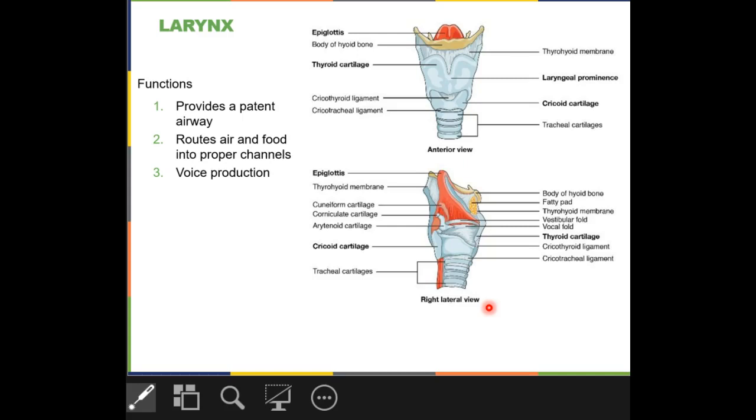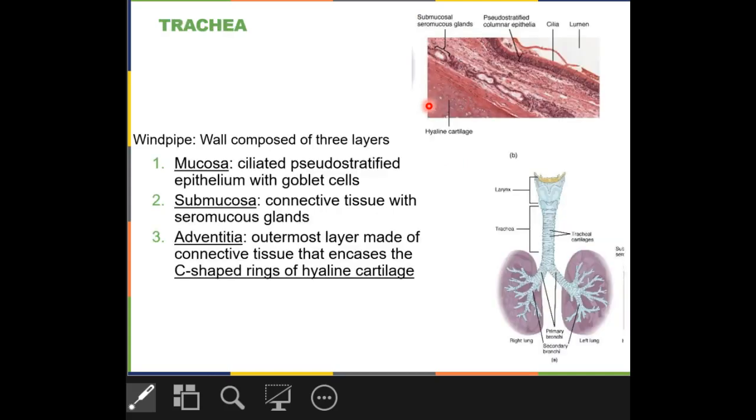This is what the larynx looks like. You'll learn to identify the parts of it, like the different cartilages, in lab. For a lecture, just know what its functions are, and those are here. Patent airway just means it always stays open, so all of this blue stuff is cartilage, and that is stiff, and it's there so that your windpipe doesn't collapse. So just know the larynx.